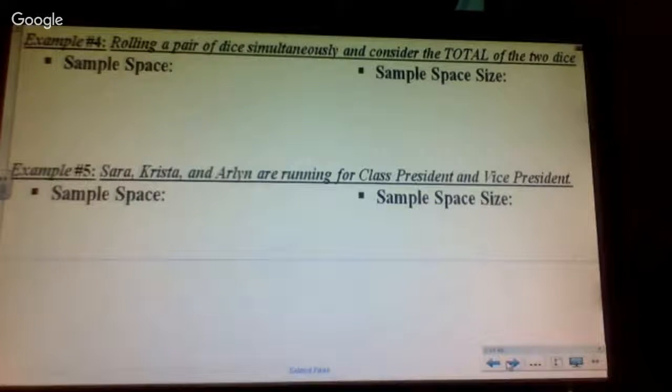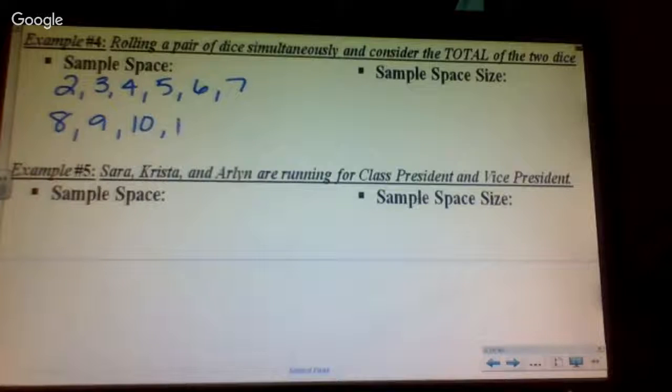Okay, rolling a pair of dice simultaneously and considering the total of the 2 dice. What's the smallest number I can get if I roll 2 dice? 2. Snake eyes. Can I get a 3? Yes. What about a 4? Yeah. 5, 6, 7, 8, 9. When do I stop? 12. The only options you don't have are a 1 or a 0, all the way up to 12.